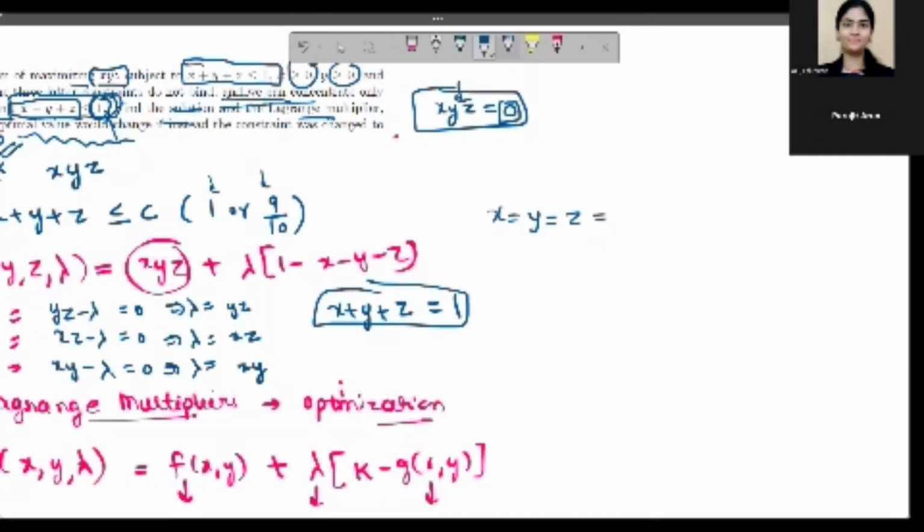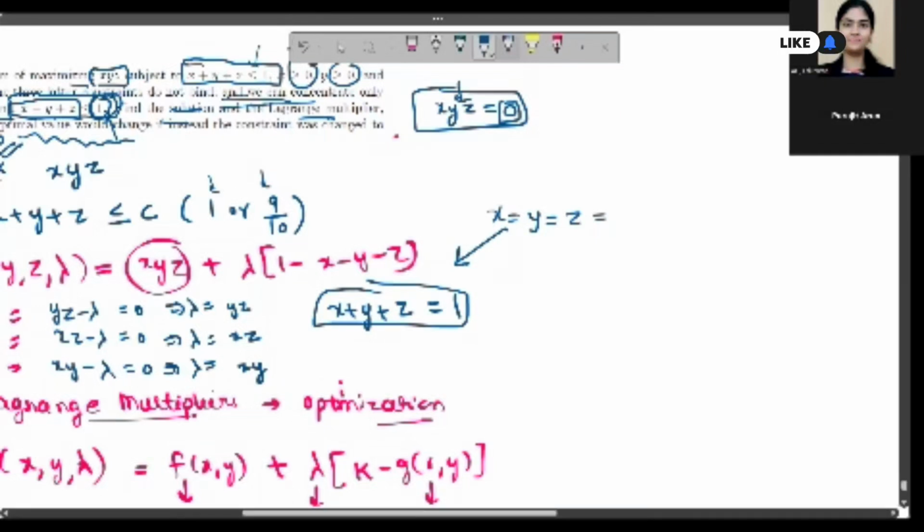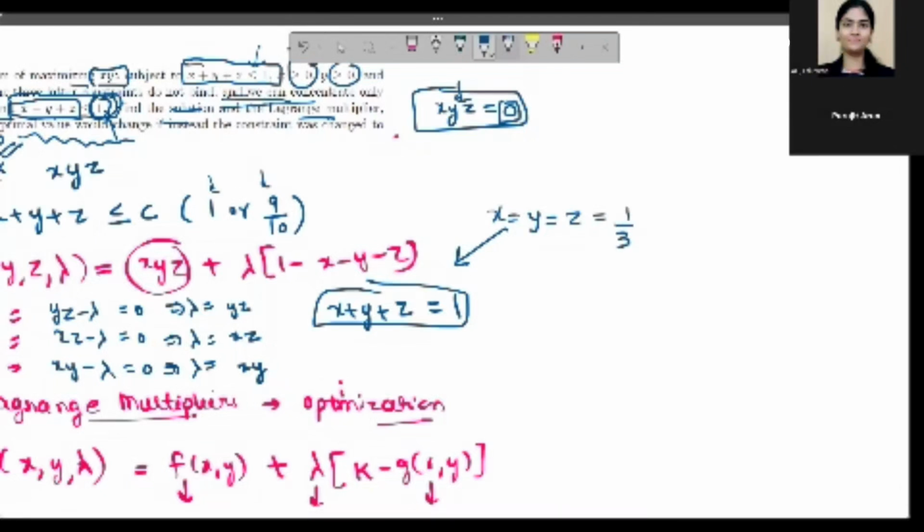Ma'am, similarly, in this case, x equals y equals z. So if you substitute this in this equation, when you equate the 3x first, equals 1, so each value is 1 by 3. x equals 1 by 3 equals y equals z.